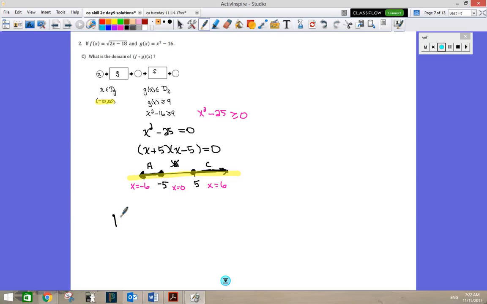The domain then of this composition, I'm just thinking for a moment. Yeah, g of x had to be greater. I just want to make sure I didn't make a mistake. So from negative infinity to negative 5, union positive 5 to infinity. So there's our answer for part C.